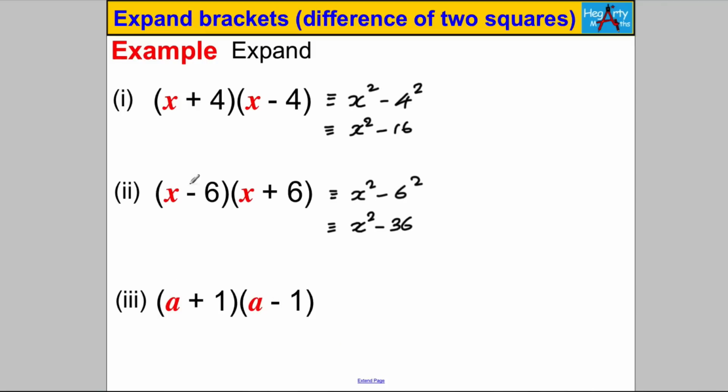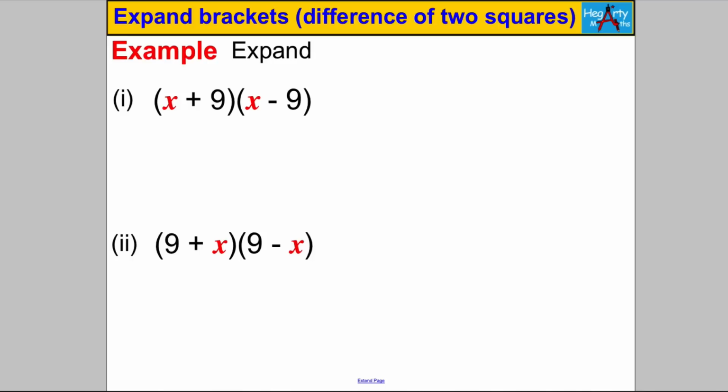The last one, just want to show you, it's not always x, it can be other letters. So I've got a bracket multiplied by its conjugate. It's going to be a squared subtract 1 squared. We know how to work out 1 squared. 1 times 1 is just 1. This would be a squared take away 1. And we're done. Next one, pause, have a go.